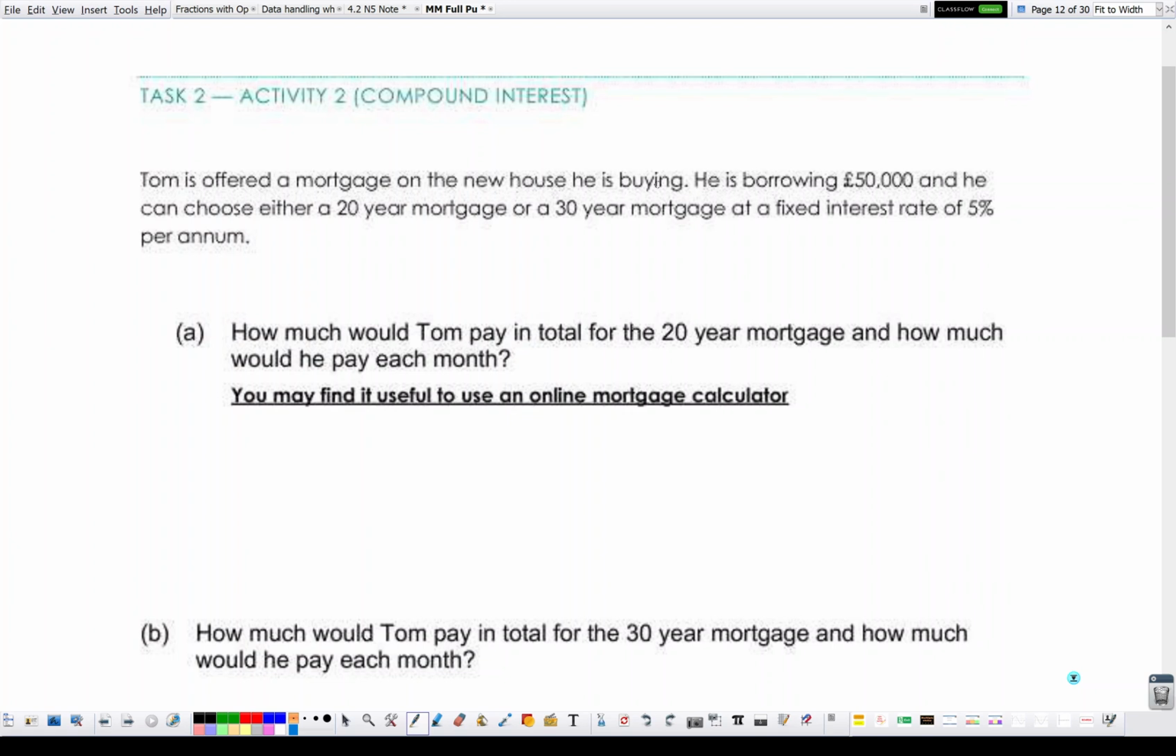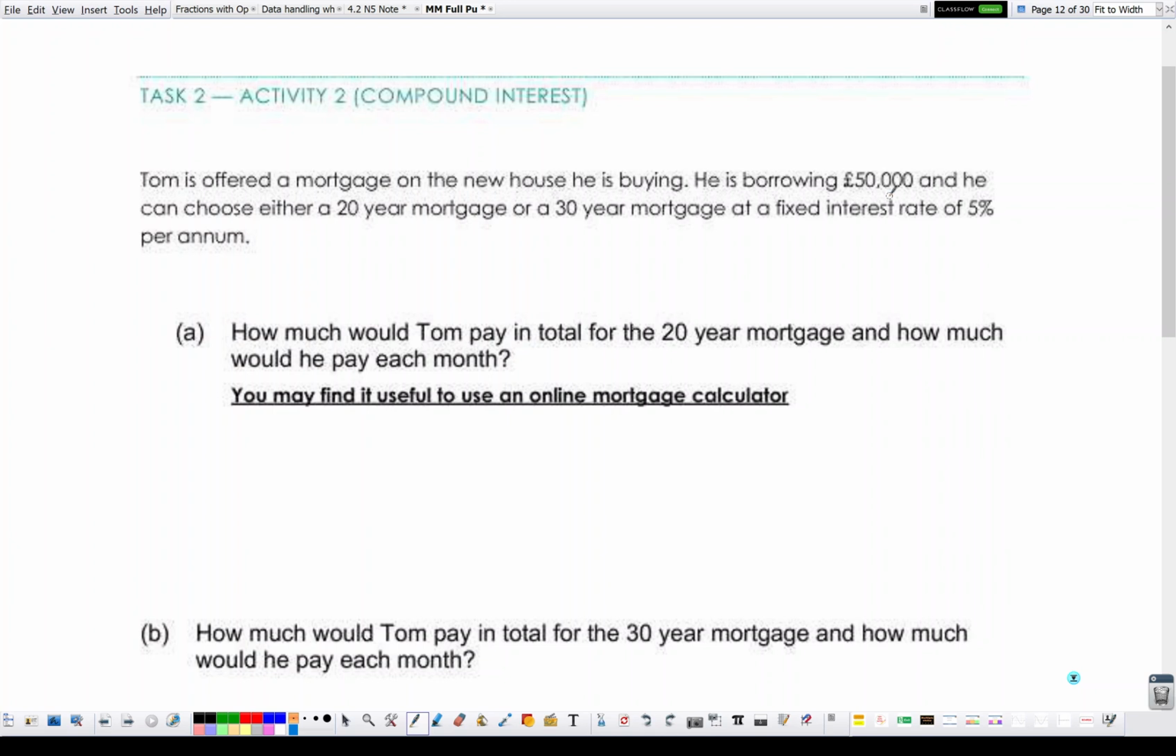The reason that you need a mortgage is because if the house, say, costs £50,000, very few people have £50,000 lying about in cash. You obviously need to borrow that money from the bank and then you pay it back in monthly instalments. That's what a mortgage is, right?